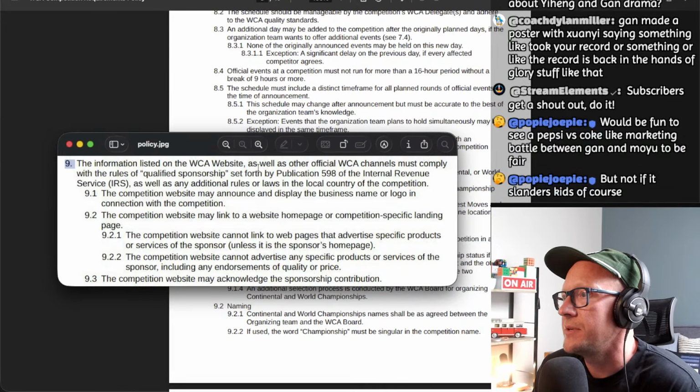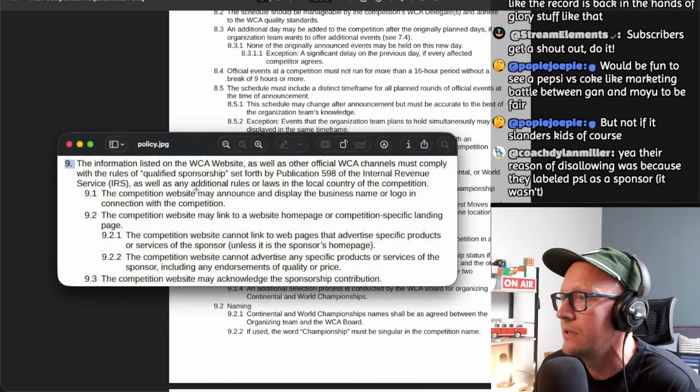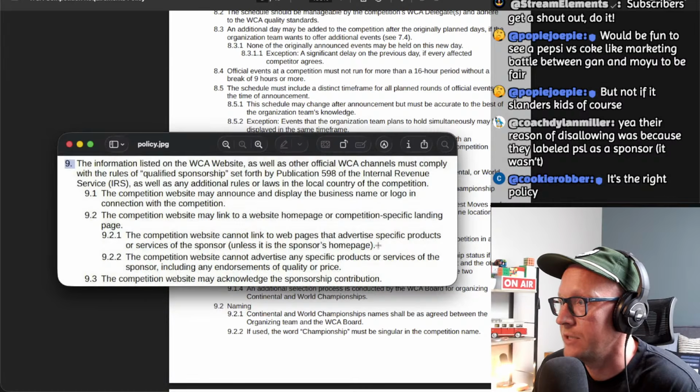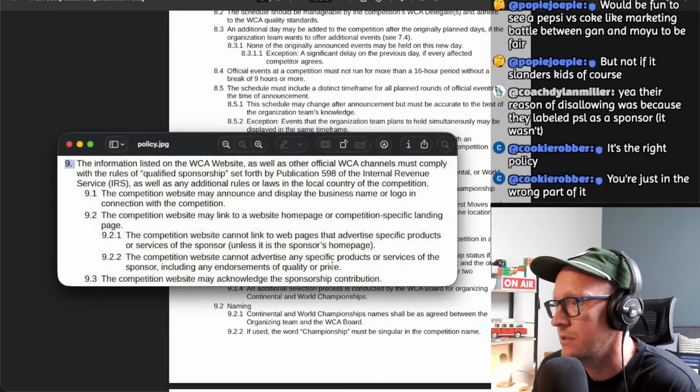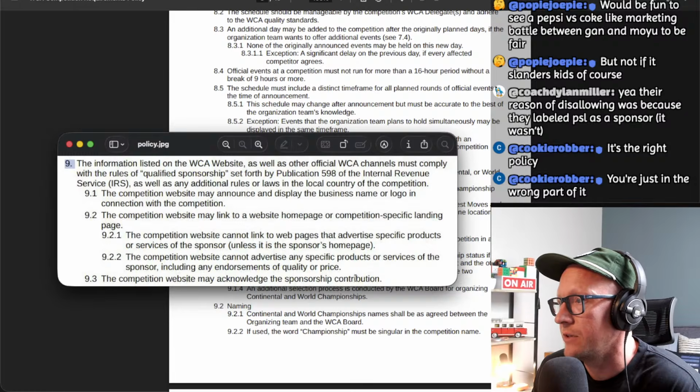But the information listed on the WCA website, as well as other official WCA channels, must comply with the rules of qualified sponsorship set forth by publication 598 of the Internal Revenue Service, as well as any additional rules or laws. The competition website may announce and display the business name or logo in connection with the competition. The competition website may link to a website homepage or competition-specific landing page. The competition website cannot link to web pages that advertise specific products or services of the sponsor, unless it is the sponsor's homepage. The competition website cannot advertise any specific products or services of the sponsor, including any endorsements of quality or price. The competition website may acknowledge the sponsorship contribution.